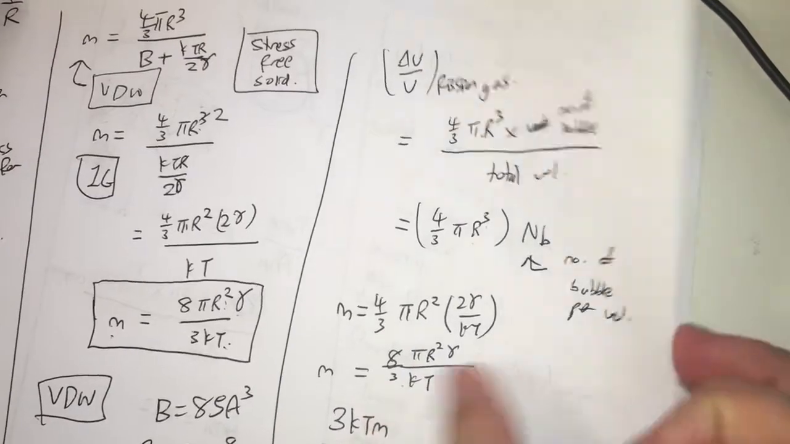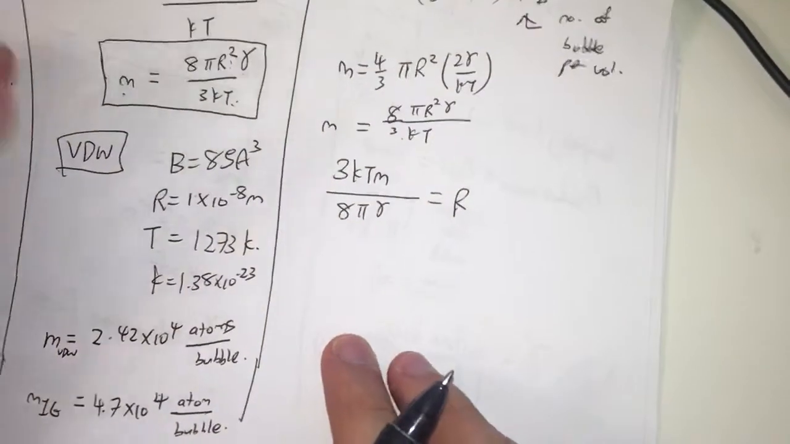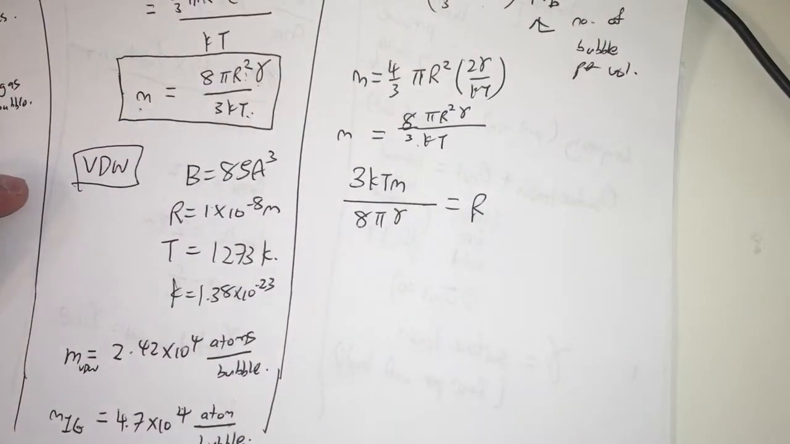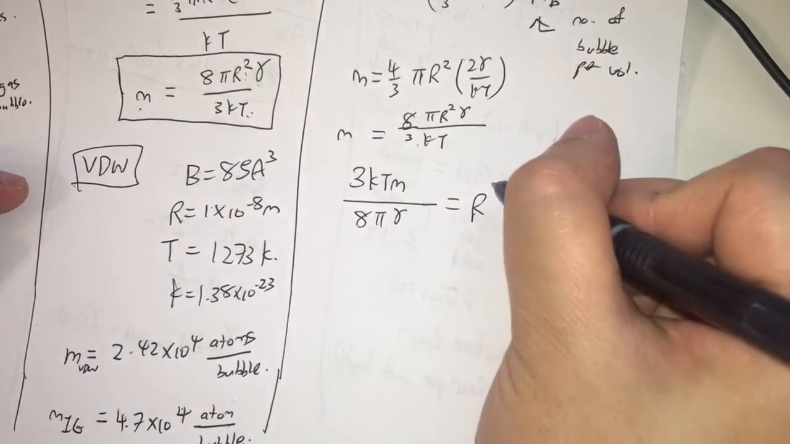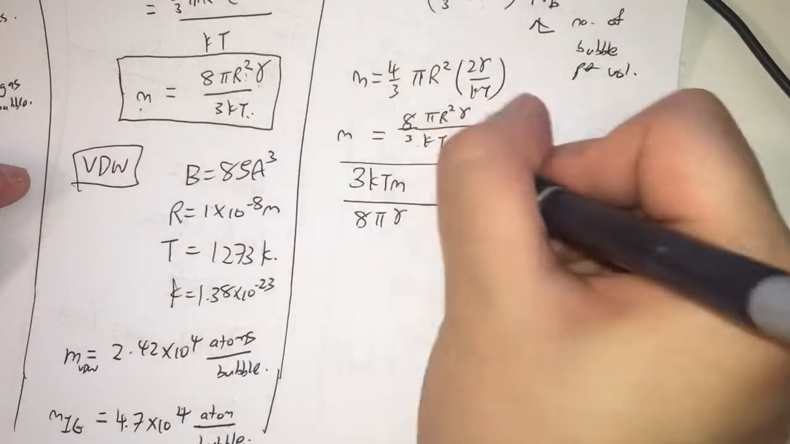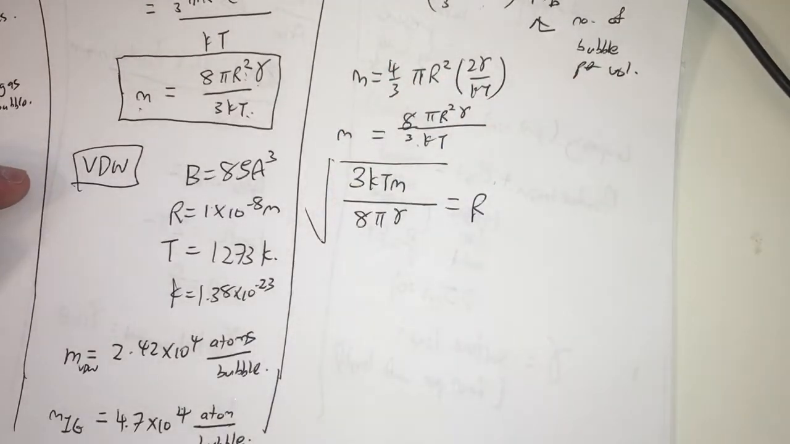So 3kT on top, 8 pi gamma at the bottom, and that will be equal to r squared. But I can just take the square root of the whole thing to get r.